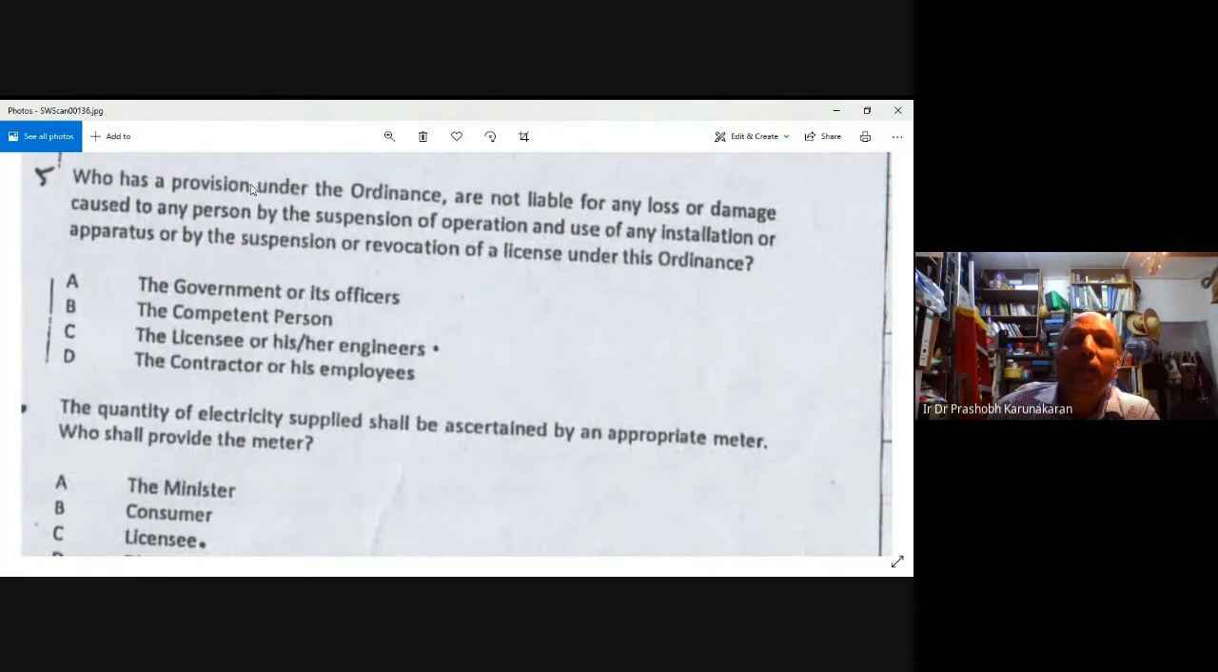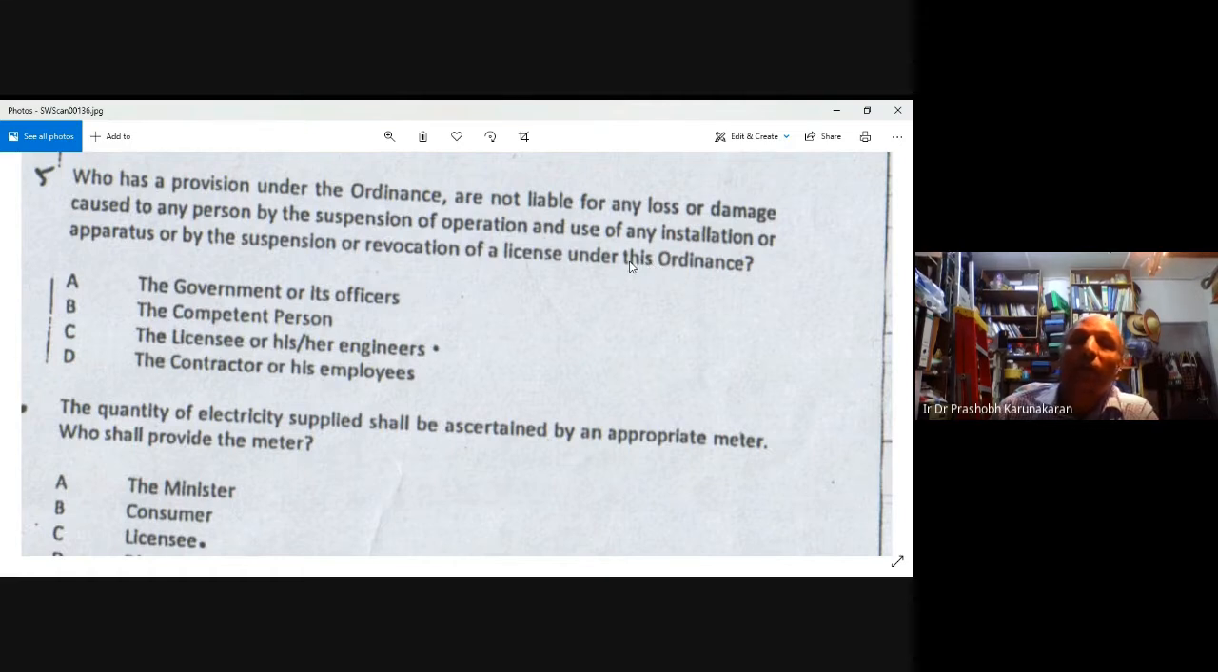Who has a provision under the ordinance? You know what I mean? Ordinance is a word for law. Okay, you got electrical ordinance, you got labor ordinance. Those are all names of laws. Okay? Who has provision under the ordinance, not liable for any loss or damage caused to any person or suspension of operation and use of any installation or apparatus by the suspension or revocation of a license under the ordinance.